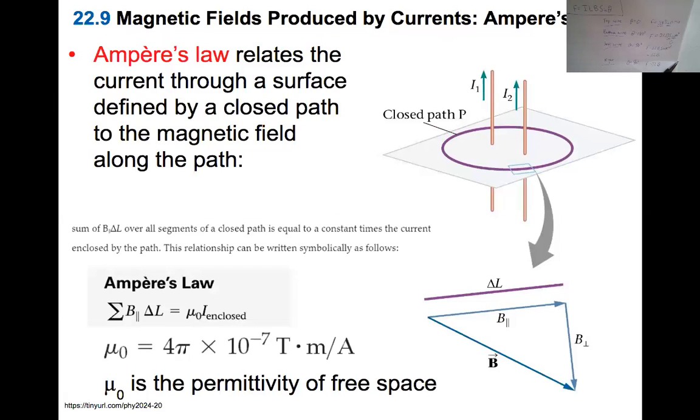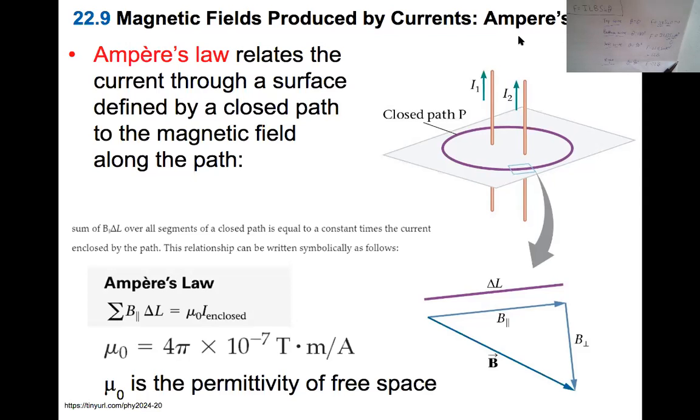The next section in this chapter talks about magnetic field produced by currents. At the beginning of the chapter, we mentioned that any magnetic field is produced by either moving charged particles or currents, because a current is basically many moving particles confined in a conductor. So if you have a conductor or wire that carries current, then you can have a magnetic field produced by that current-carrying wire.